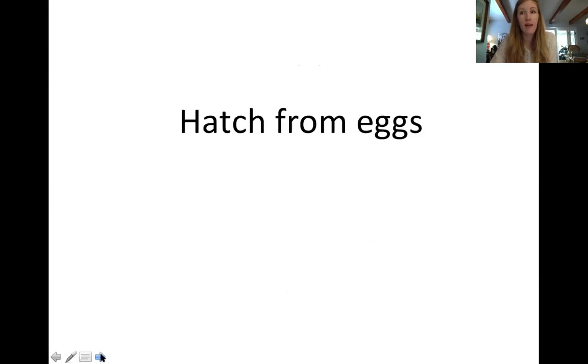Hatch from eggs. What do you think? It's both. They both hatch from eggs. So again, make sure you're writing nice and small at the tops of your sections.